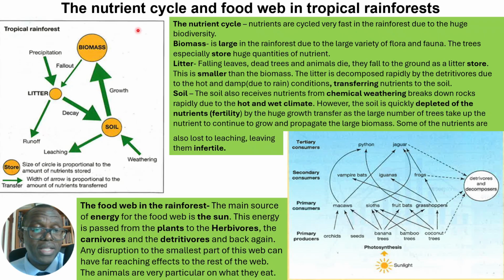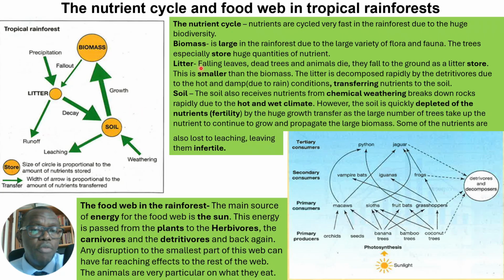Okay, so that is the nutrient cycle, and this is a really important one to remember, because you might be required to remember the size of the stores and the transfers, and then also be able to compare this particular nutrient cycle to the one for the taiga biome. Okay, so this is for the tropical rainforests. And there's also one for the taiga biome, which we shall look at later, which is slightly different.